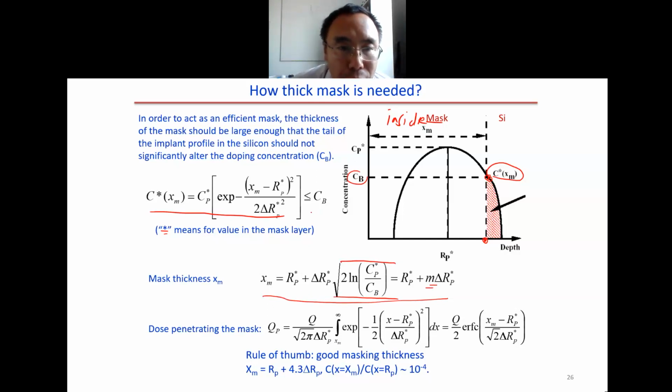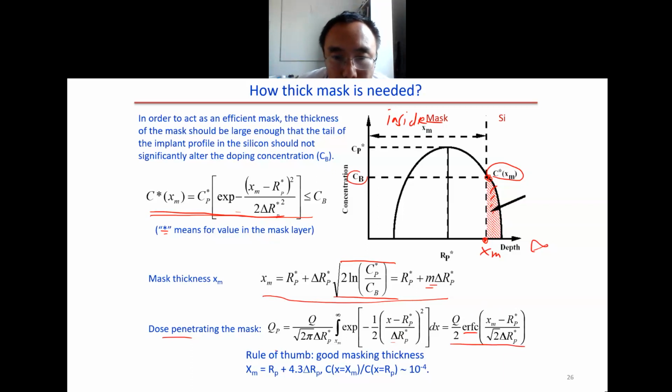The second requirement is the dose penetrated into the mask. The dose penetrated into the mask is given by this formula here. We do the integration from xm into infinity. So then we have this part inside here. We do the integration here. In the end, this is the complementary error function, given by this value here.